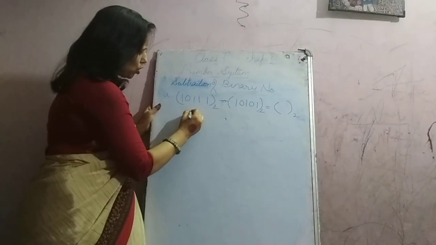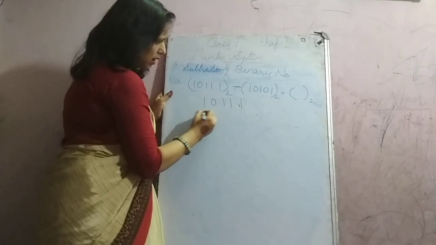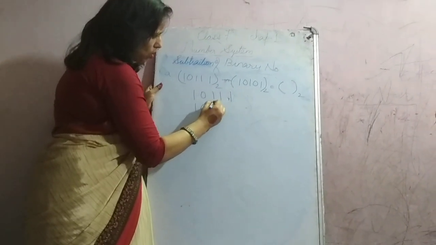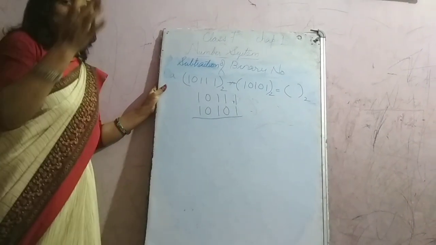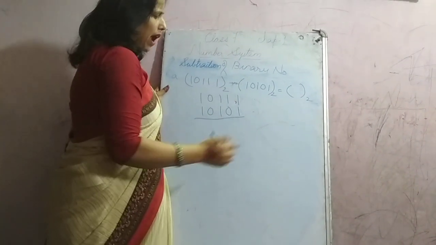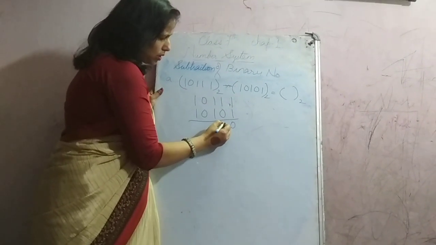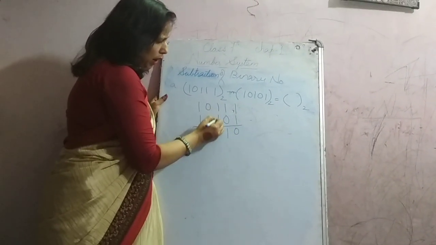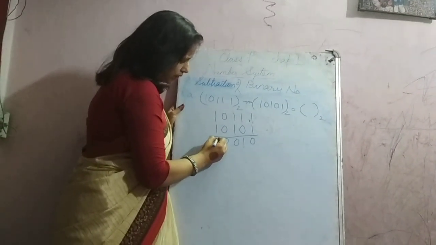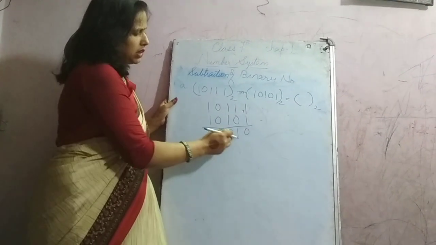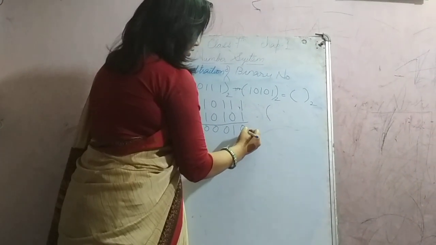Now, how to solve this question? 10111 minus 10101. Now, the table which I have already explained to you, according to that table, 1 minus 1 will be 0, 1 minus 0 will be 1, 1 minus 1 will be 0, 0 minus 0 will be 0, 1 minus 1 will be 0. That means only what will be the answer? 1 0.